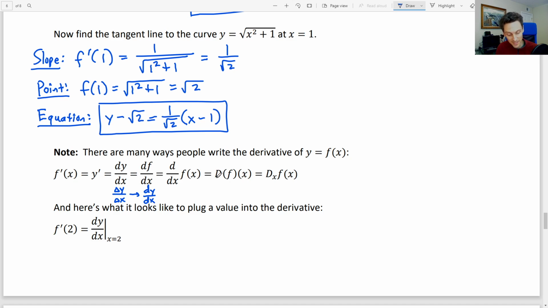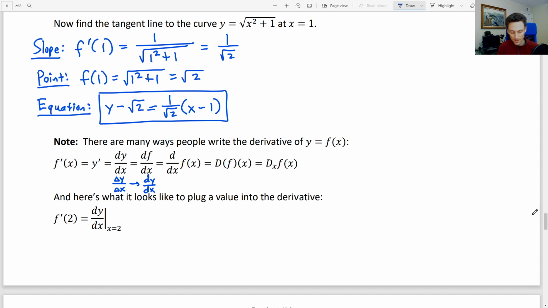Sometimes you'll see a big D for derivative, and so big D of f of x just represents the derivative of f of x. Or you might see D with a subscript of x that says take the derivative with respect to x of this function f of x. These last two are less common, but you might see them in some other books. Now, Leibniz notation is something we're definitely going to see a lot of, so that's going to be important to become familiar with and comfortable with.